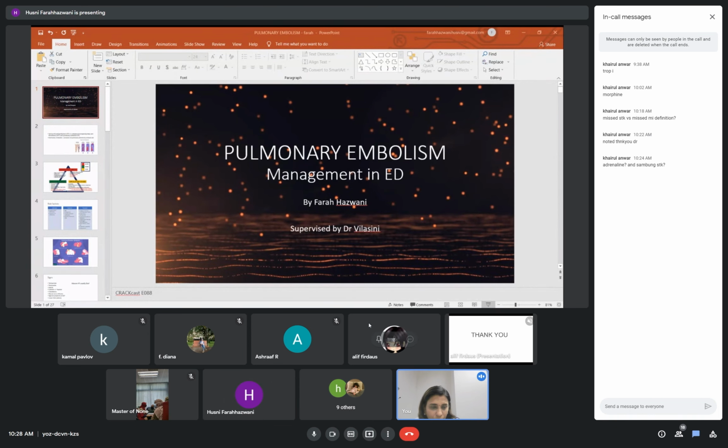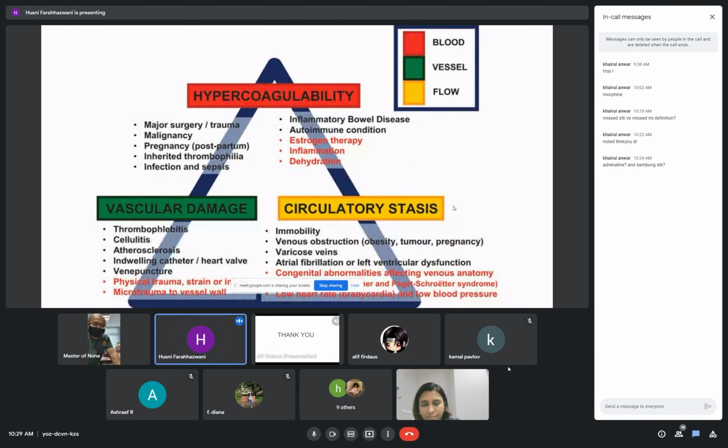Sorry, your slide is not moving there. This is the three: hypercoagulability, circulatory stasis, and vascular damage.